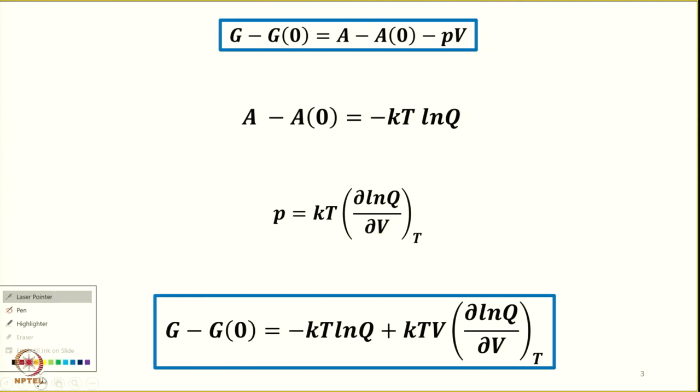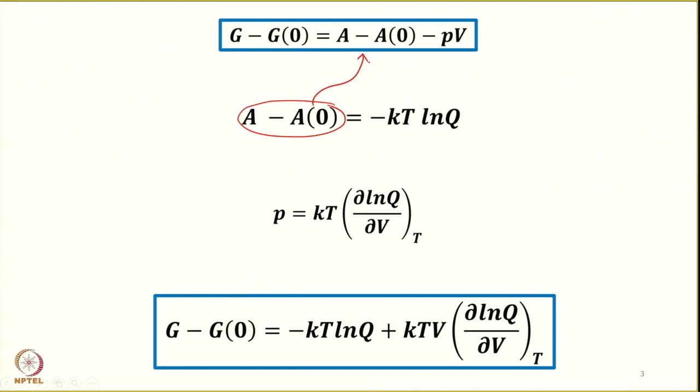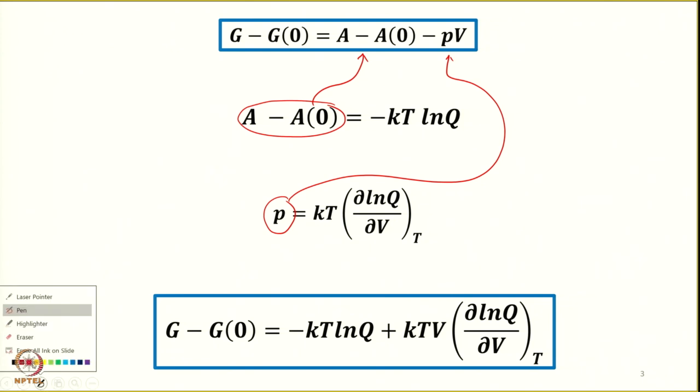So now, if you substitute the A minus A0 value over here and the pressure expression over here, what you get is this expression: G minus G0 is equal to minus kT log Q plus kTV. This V volume comes from here, into the partial derivative of log Q with respect to volume at constant temperature.